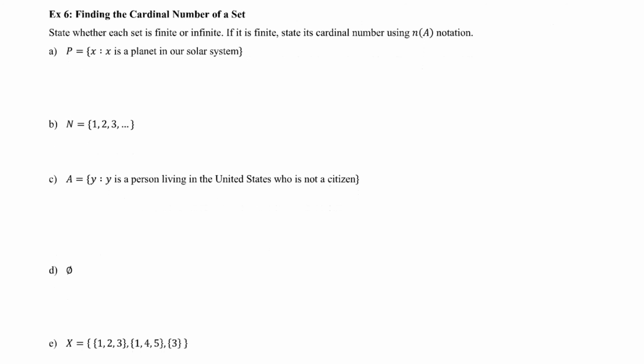So with our next examples, we want to state whether each set is finite or infinite, and then we have another condition that says if it's finite, state the cardinal number using our notation. So state whether it is finite or infinite. So example A gives us the set P. And so in this set, X is a planet in our solar system. So if we think about this, is that something that's finite? Is that something that's countable? Yes. If we think about the planets, there are 8 planets in the solar system.